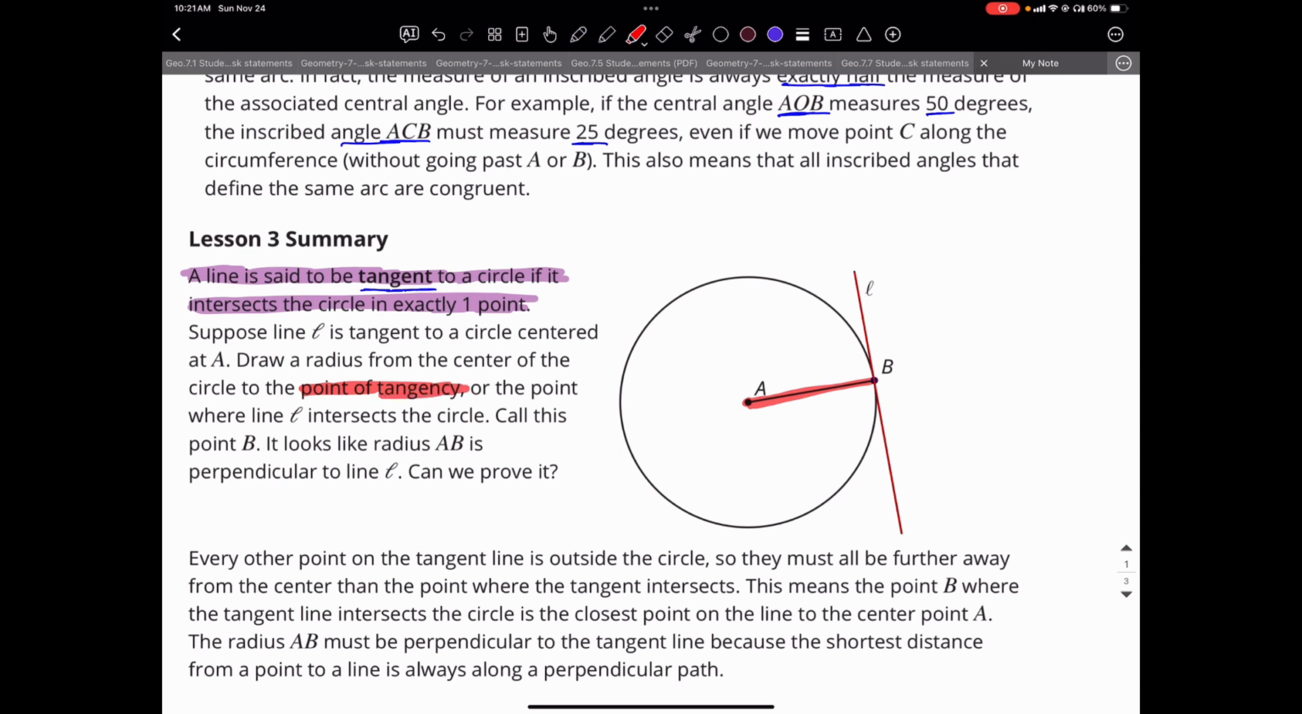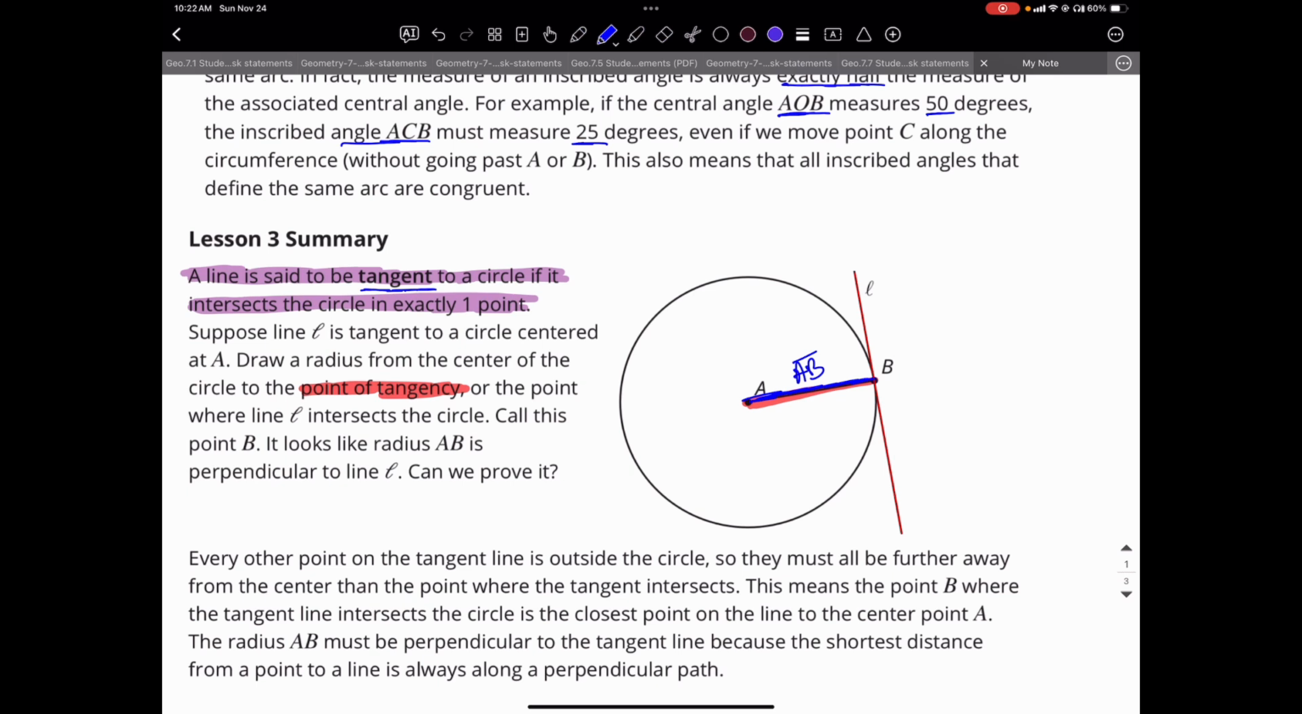Or where the line intersects, or where that point intersects line L, right? You call this point B. It looks like a radius AB, right? So the radius of this circle, remember the radius is from the center to the outer edge, would be AB, right? Line segment AB because it goes from point A to point B.